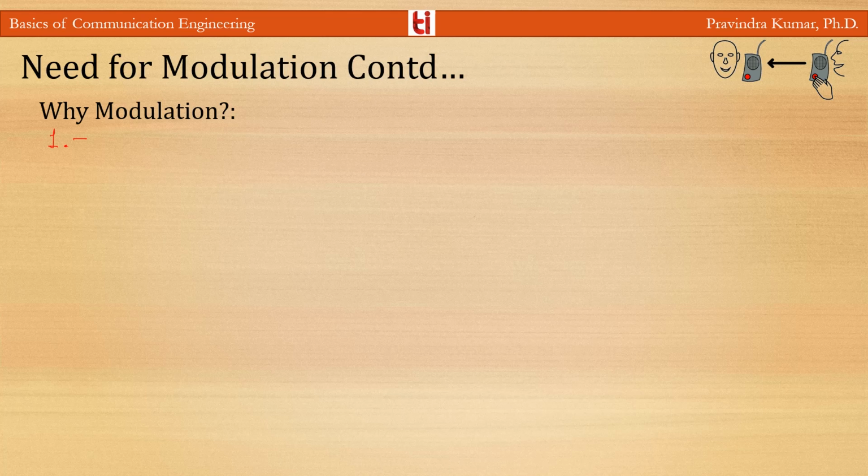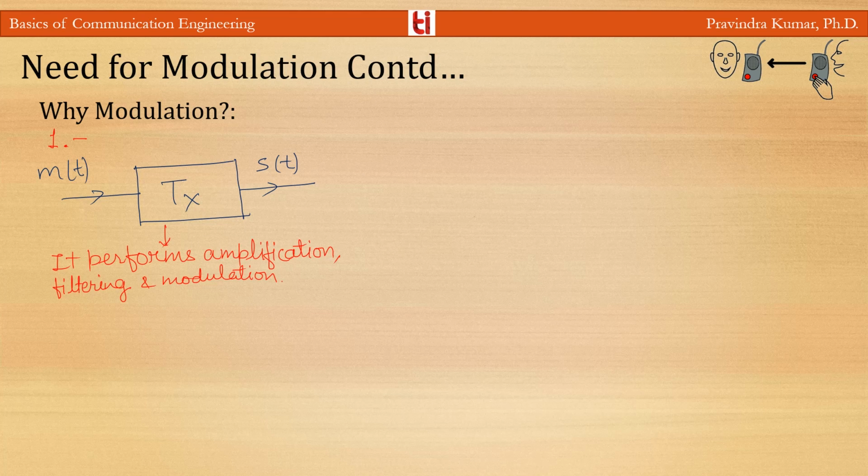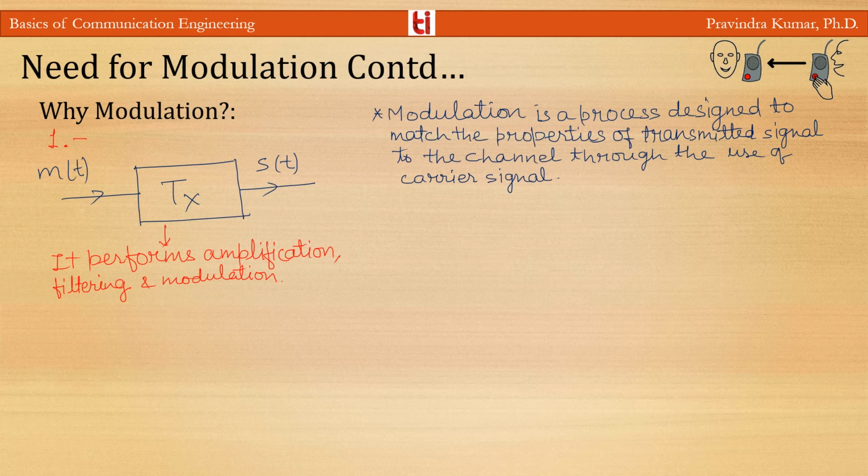So the first point, the transmitter couples the input message signal to the channel. That is, message signal m(t) is converted to the transmitter signal s(t) to the channel. The transmitter also performs many operations, includes amplification, filtering, and modulation. The most important of these operations is the modulation, and modulation is the process designed to match the properties of this message signal to the channel through the use of carrier wave.